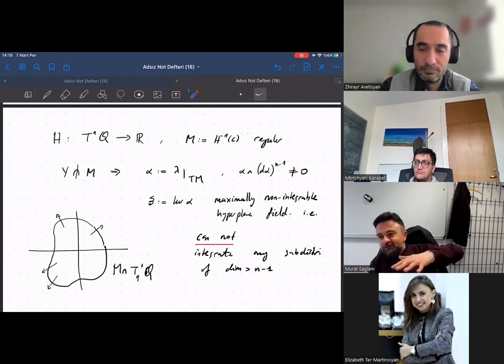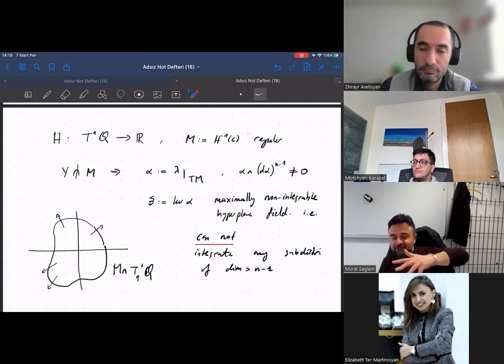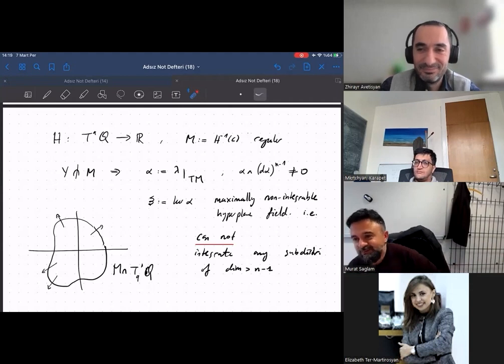This is something you cannot do: you cannot really partially integrate above the dimension n minus 1. So let's say Q is 3-dimensional, phase space is 6-dimensional, my regular level is 5-dimensional, my plane distribution is 4-dimensional. This tells you that you cannot find a 4-dimensional submanifold which is tangent. You cannot find a 3-dimensional submanifold which is tangent. The best you can hope is to find something 2-dimensional which stays tangent. This is non-integrable in the worst possible sense.